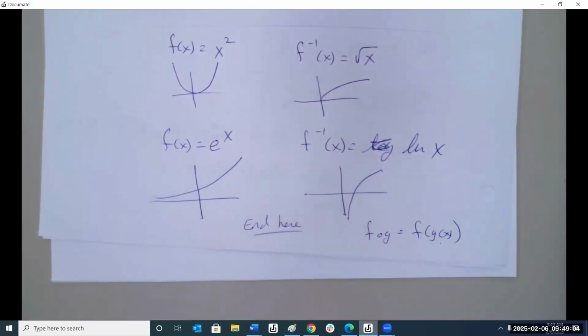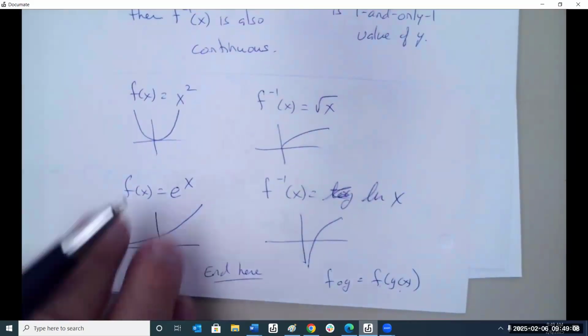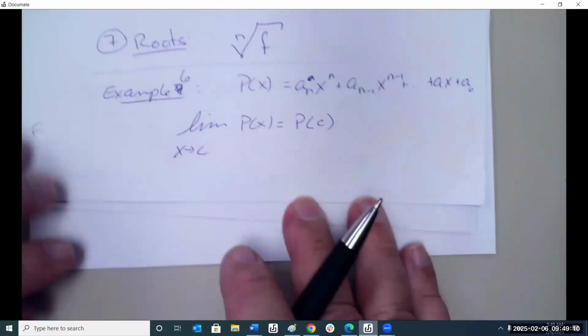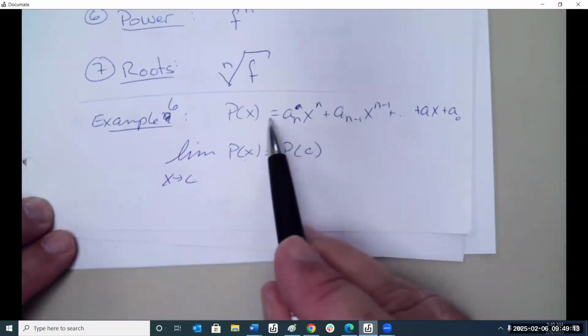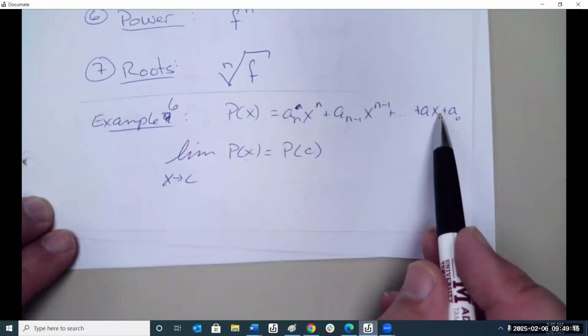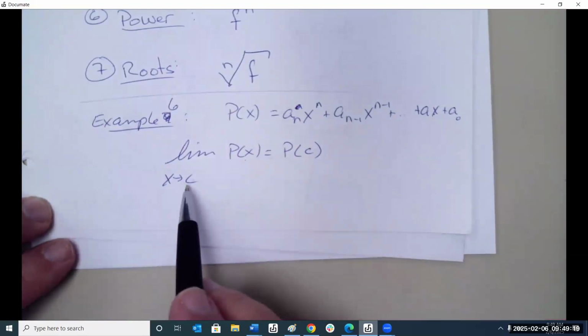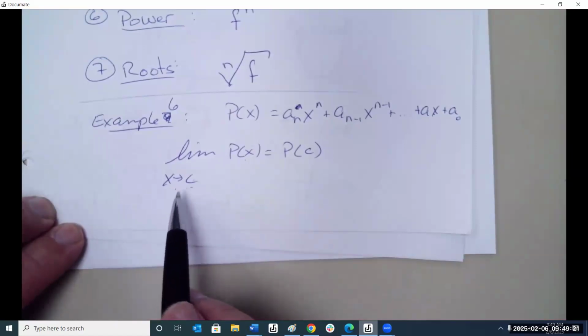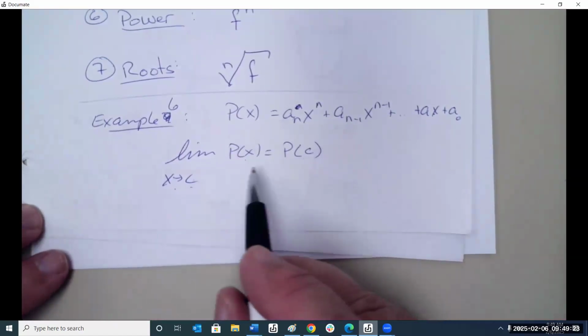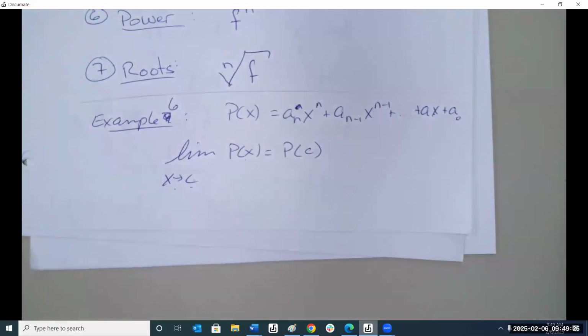Questions? Oh, yeah. And what was that? Example 6. Example 6 simply said, if we had a polynomial, any polynomial, and any value c inside the domain, just take it and plug it in there. If it's a continuous function, then the value will exist. So if the function is continuous, then we just take the limit, throw it in there.